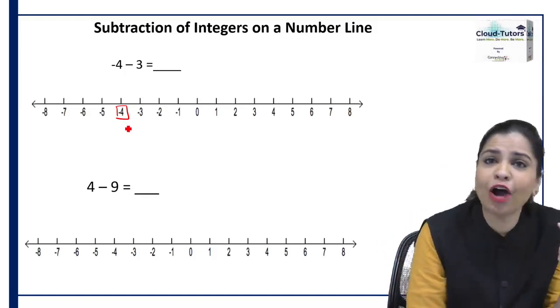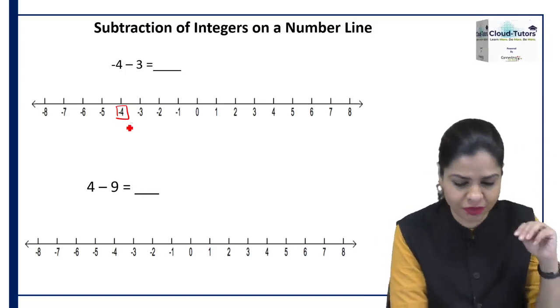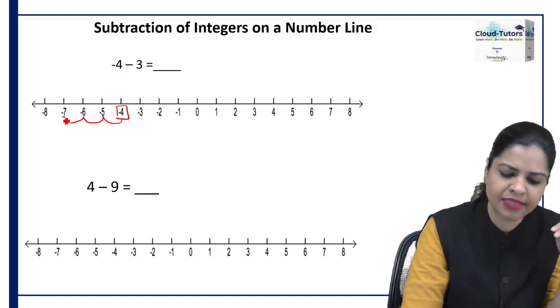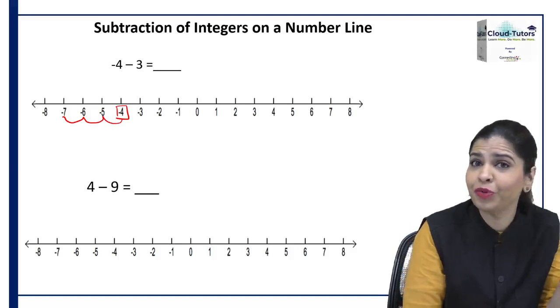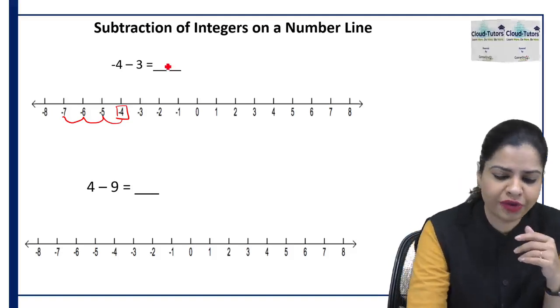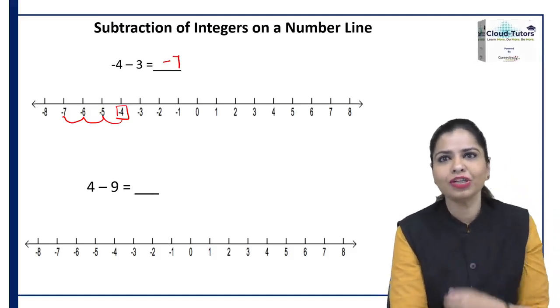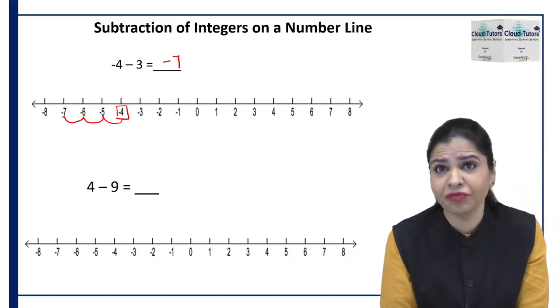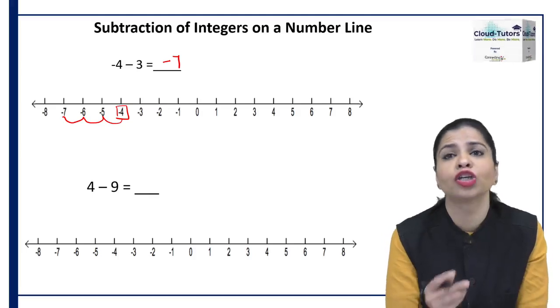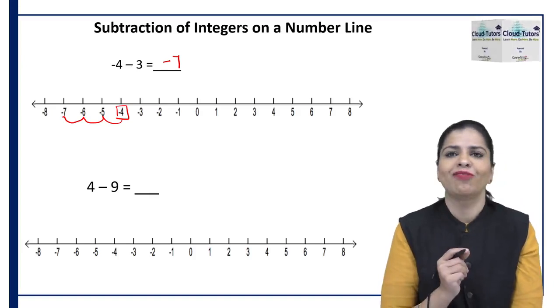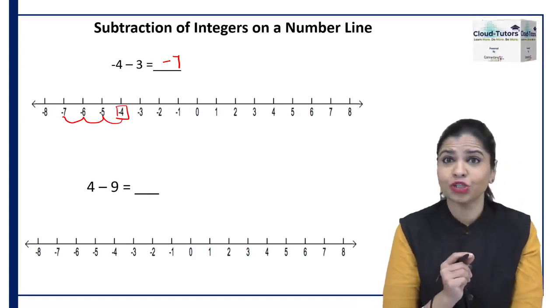Right. By how many positions? By 3 positions. 1, 2, and 3. So where do you reach after 3 positions? You reach minus 7. Got it? So yes, negative 4, negative 3, or should I say minus 4, minus 3, will give me minus 7. Now, moving to the next question.